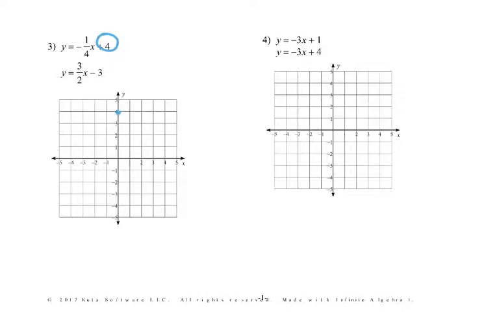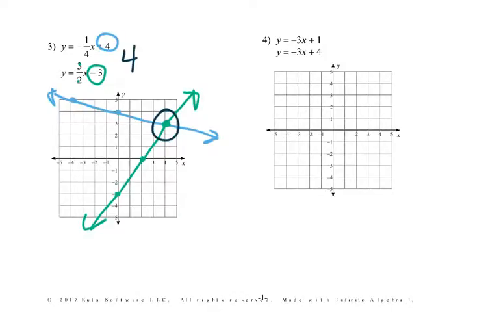Okay, let's take a look at number 3 now. Positive 4 to start us off, slope of negative 1 over 4, so down 1 to the right 4, or up 1 to the left 4. There's our first line. Then negative 3 for our y-intercept, slope of 3 over 2, so up 3 to the right 2. And we can see where they intersect right there, which is x value of 4, y value of 3. So the solution to this system is 4, 3.